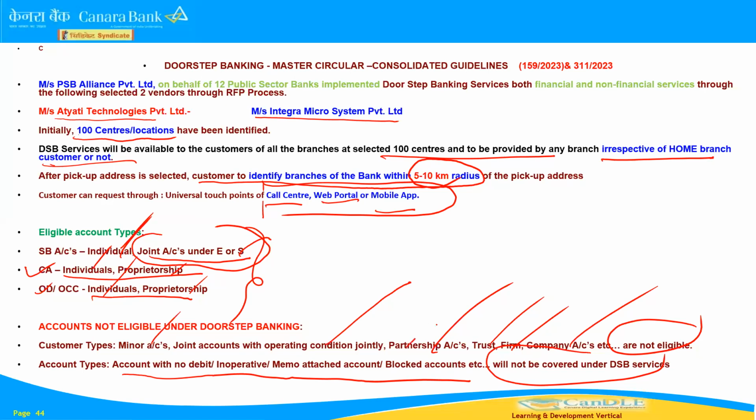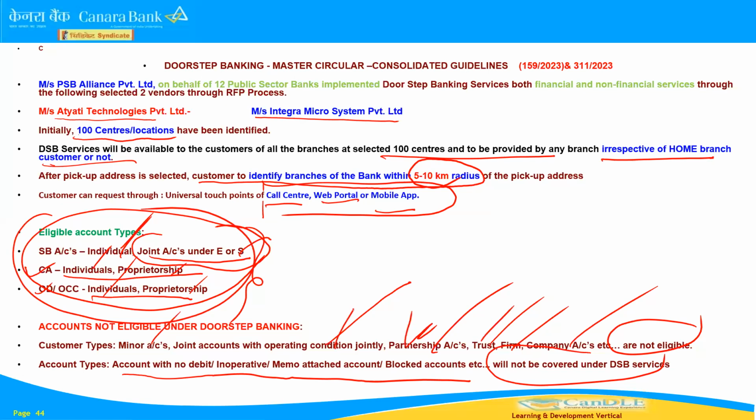But you need not remember this. You remember this. All individuals are available. Individual, proprietorship individual, current account, OCC, everything is individual. And proprietorship also individual, no problem. Joint account with either or survivor. So this eligibility, if you remember properly, you need not remember everything. Even nomination also I told. Individual and proprietorship only are eligible to give nomination. Remaining are not eligible.